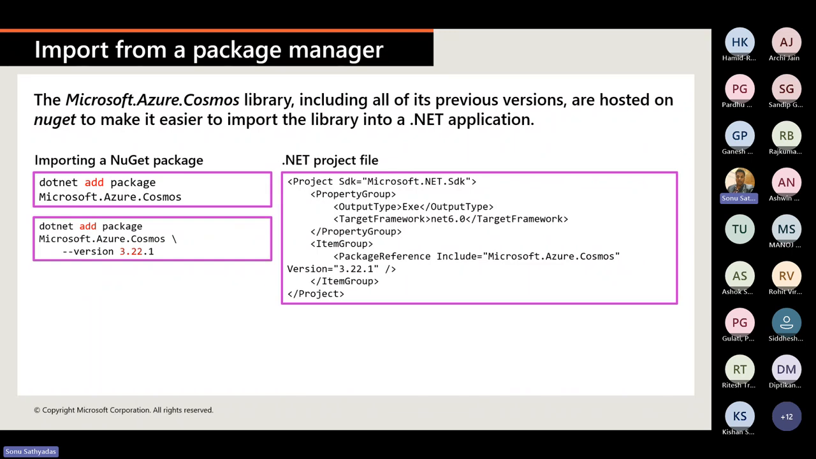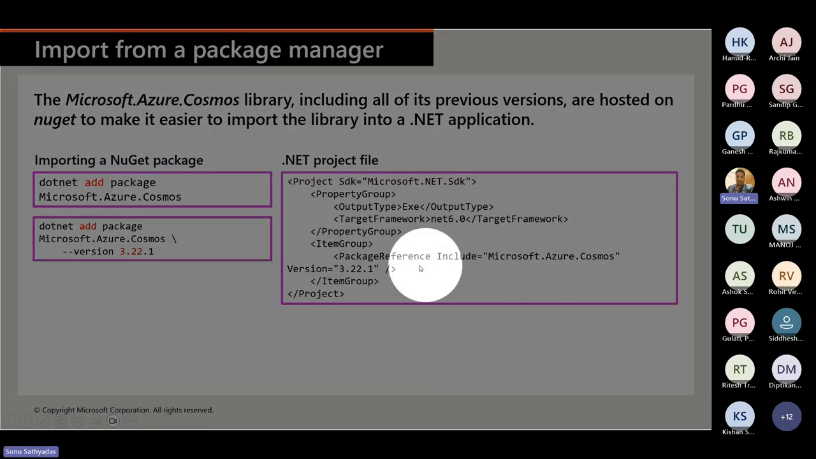Once you install the package into your application, the package reference will be added into the .csproj file, that is the .NET project file, so that you can see a package reference. Here you can see a package reference which stores the reference about the package which is installed into the project.